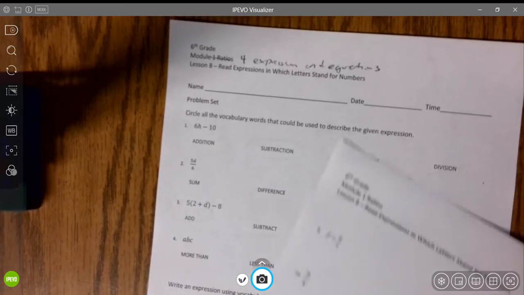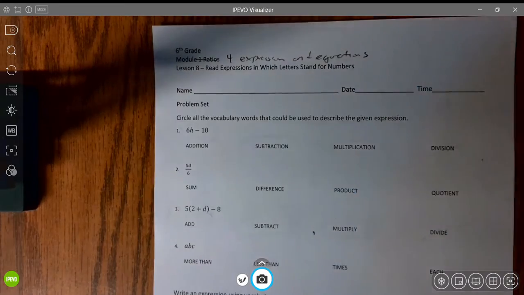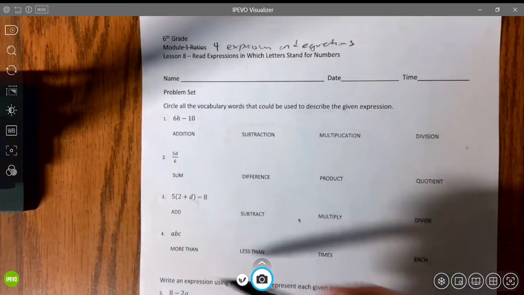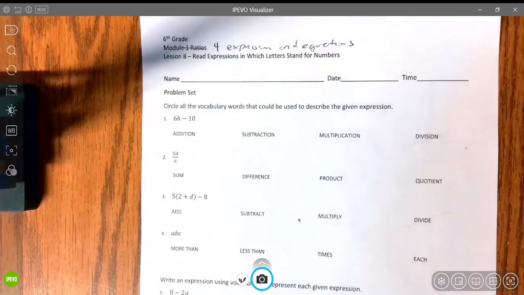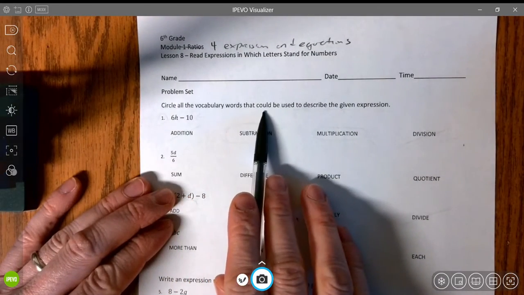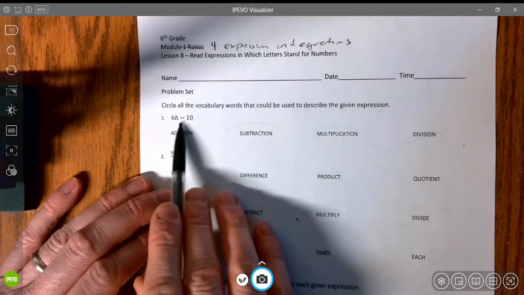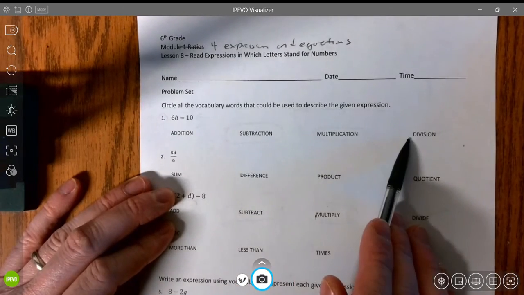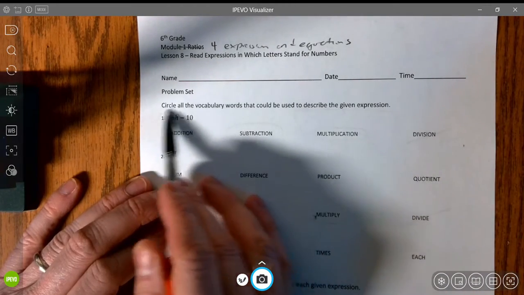All right, so if we go to the problem set for the day, let's take a look at this first group of questions. I'm going to do one or two with you. For the first group of questions, it says circle all the vocabulary words that could be used to describe the given expression. Now I have 6h minus 10, and underneath it says addition, subtraction, multiplication, division. I'm going to circle each of these words that could be used to describe what's happening up here.